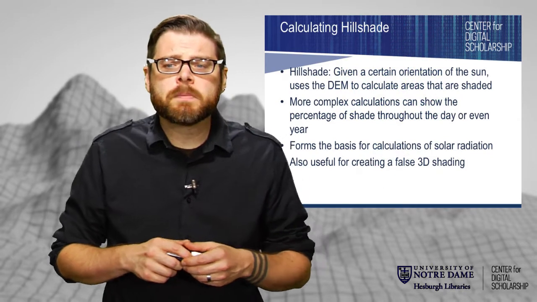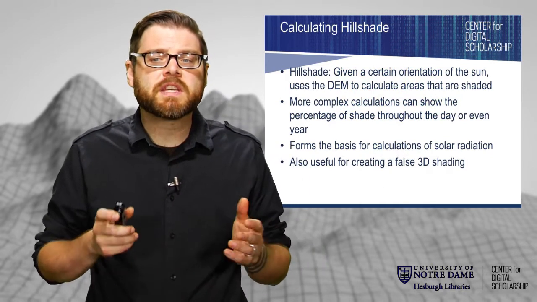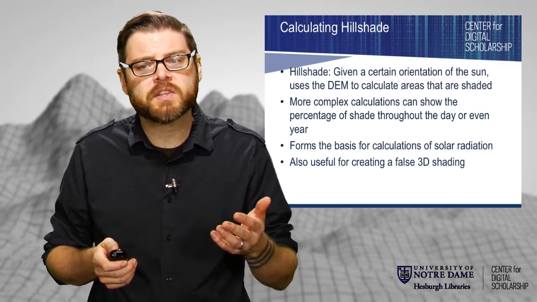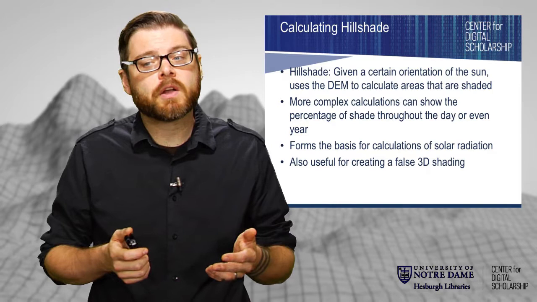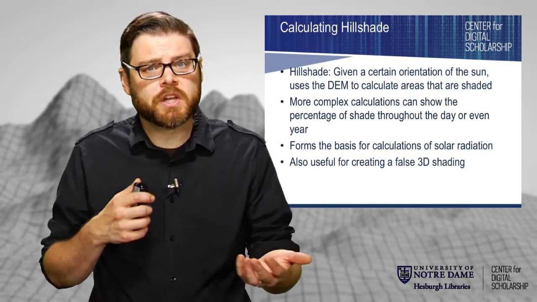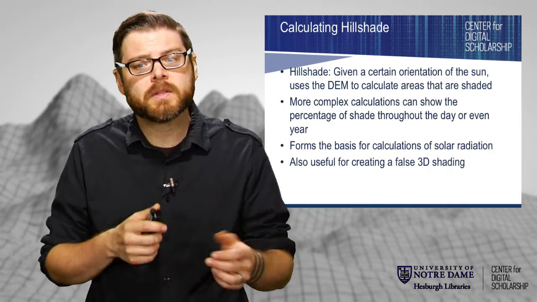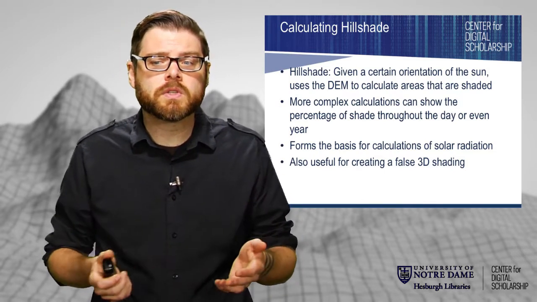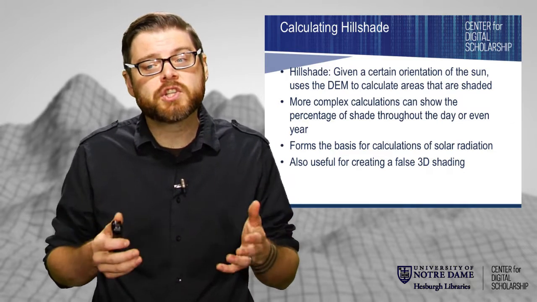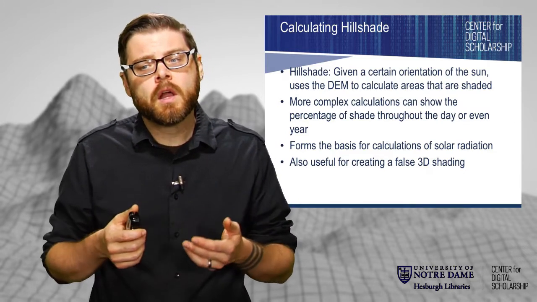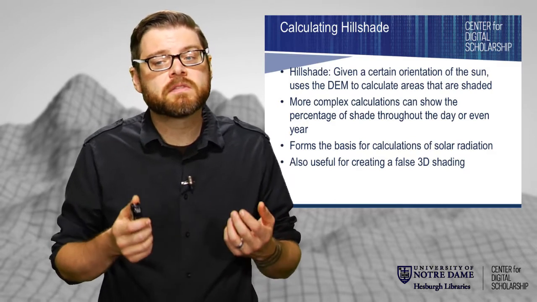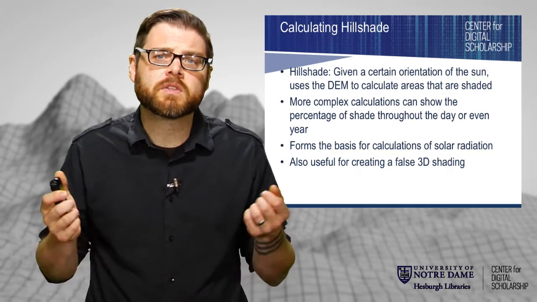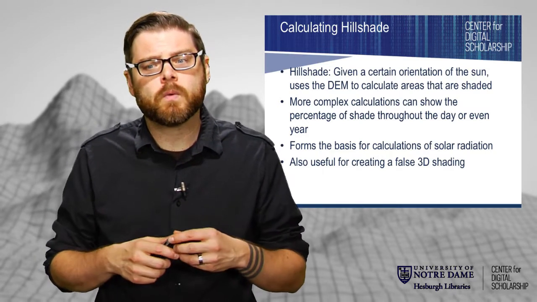Now, another thing we can calculate is something called Hillshade, and this is essentially given a certain orientation of the sun and a certain elevation of it above the horizon. We can use the DEM to calculate areas that are shaded, so particular times of day or times of year. There are much more complex calculations that we could use to calculate the percentage of shade throughout the day or even over an entire year. And these form the basis for calculating solar radiation. So if you wanted to find a really good spot to put a solar panel, this is the sort of calculation that you might want to do.